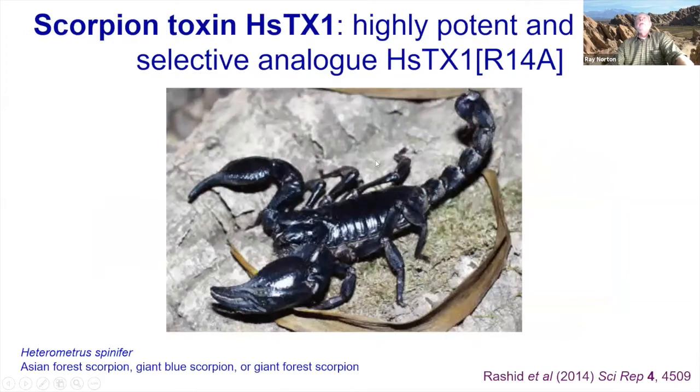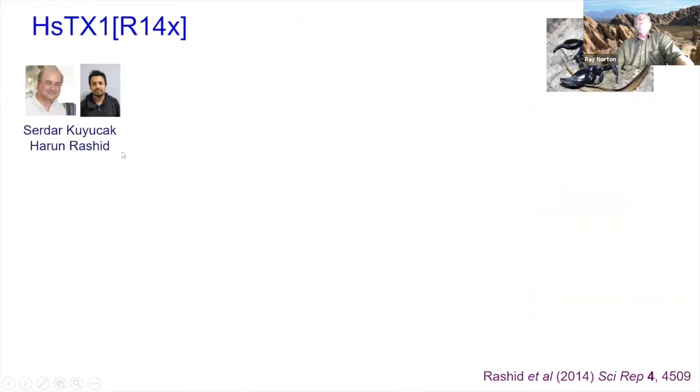So what I'll focus on for the rest of the talk is an analog that we designed, HSTX1R14A, of this scorpion toxin HSTX1 that occurs in this species of scorpion, which is known as the Asian forest scorpion, or also by these other alternative names. And this was designed on the basis of models of how this peptide docked into the Kv1.3 channel. This was done together with these folk here from University of Sydney.